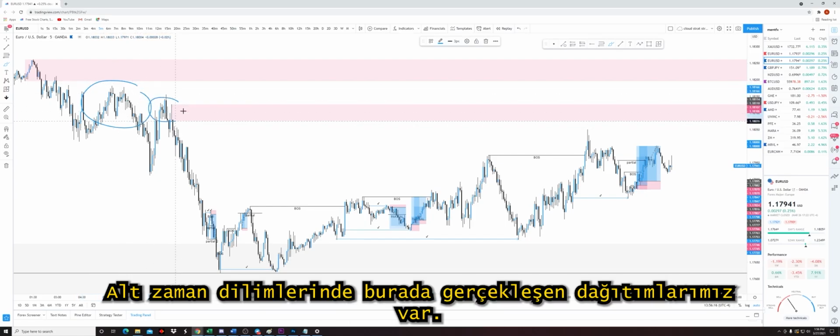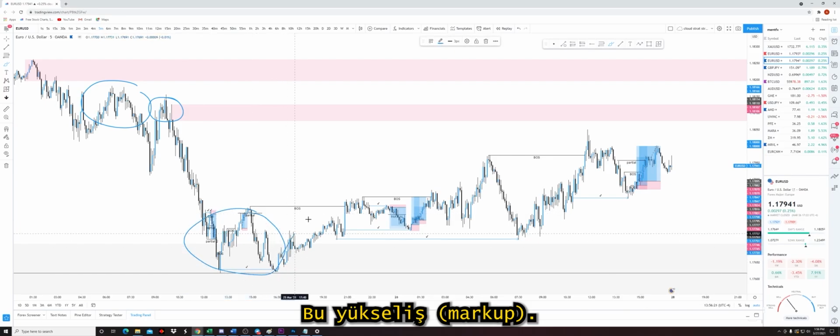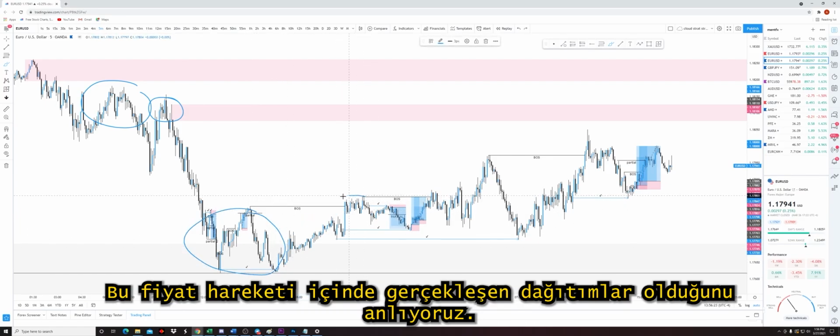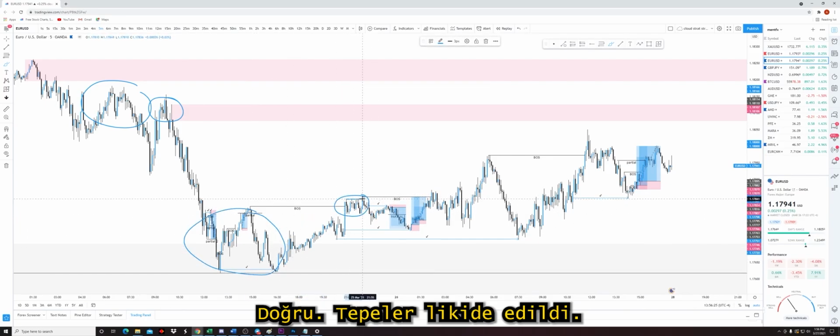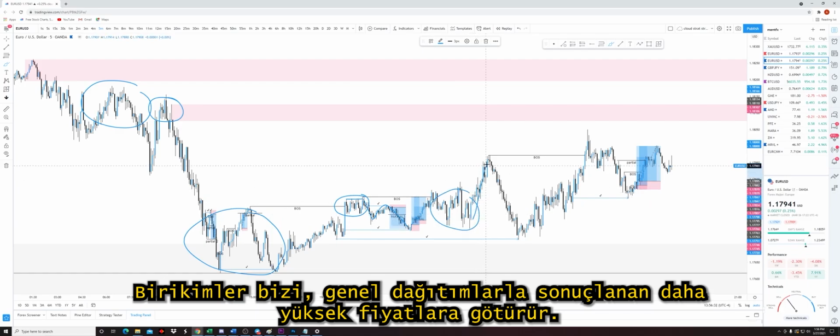We have distributions that happen in here on lower time frames. We understand that we've undergone accumulations in this area here. This is the markup. We understand that there's distributions that happen inside of this price action, right? Highs liquidated. We have the moves down. Overall, that results in another accumulation. The accumulations lead us to have higher prices, resulting in overall distributions.